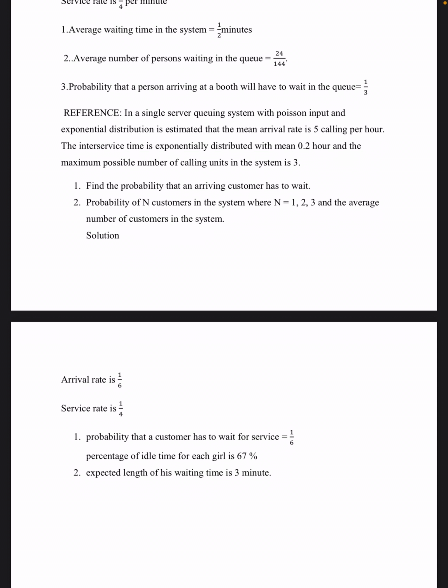So arrival rate is here 1 by 6. Service rate is 1 by 4. Probability that a customer has to wait for service equal to 1 by 6. And second, the probability of n customers in the system, and the expected length of his waiting time is 3 minutes.